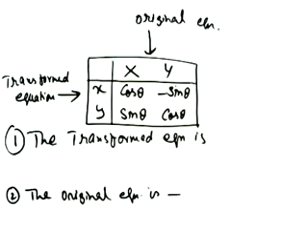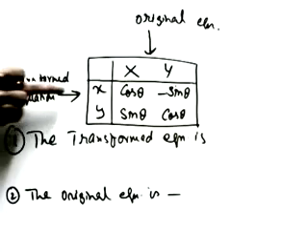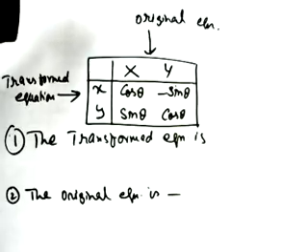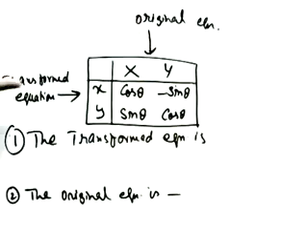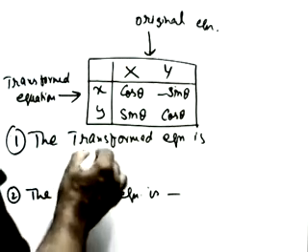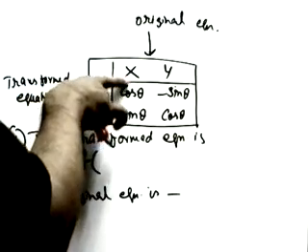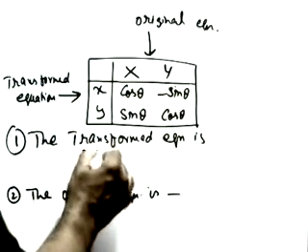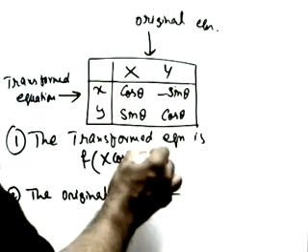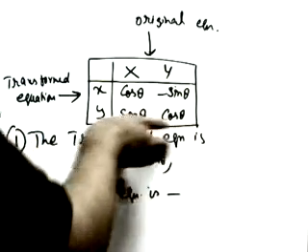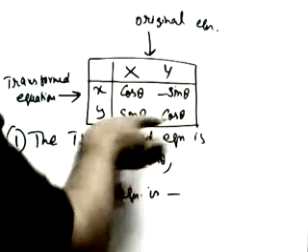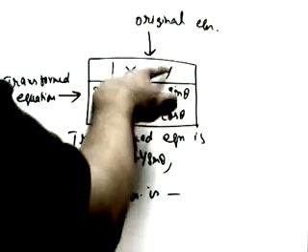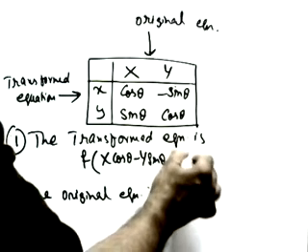Now see here also, in rotation of axis, we have to find the transformed equation and we have to find the original equation. How to remember? For the original equation you go from top to bottom, and for the transformed equation you go from left to right. Now watch carefully. The transformed equation is f of, watch carefully how to write. The x coordinate is x cos theta minus y sin theta, comma, the y coordinate will be x sin theta plus y cos theta.